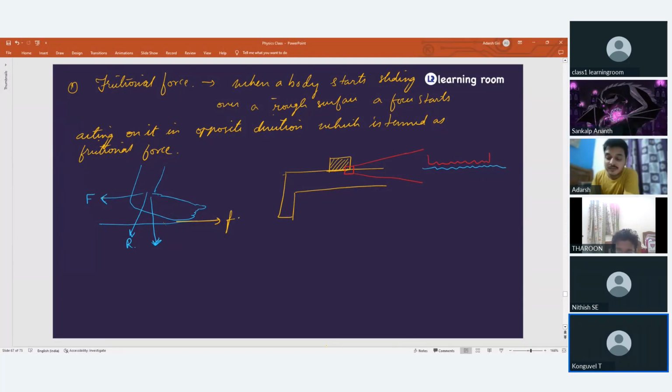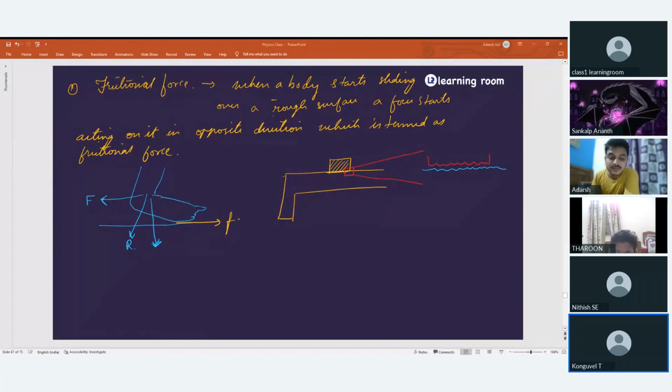So like a rocket is moving in space, it's going up. When it's inside the Earth's atmosphere, does air have friction? Yeah, air also provides friction.